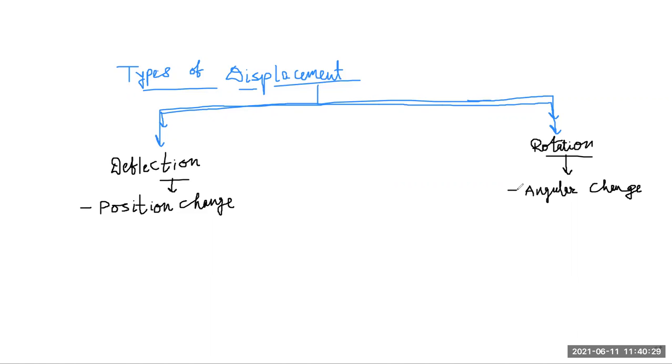Basically, there are many types of deflection, or types of position change. First is your axial deflection, possible in your structure.